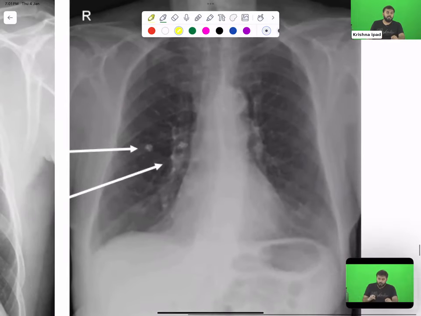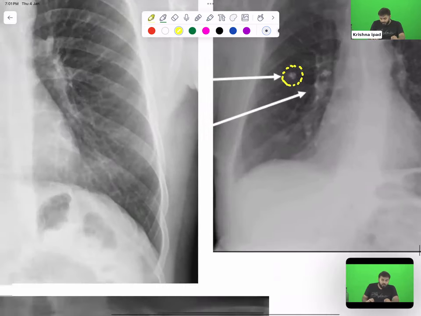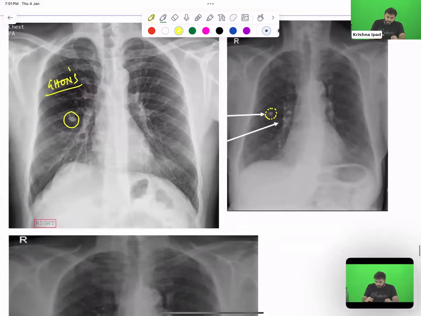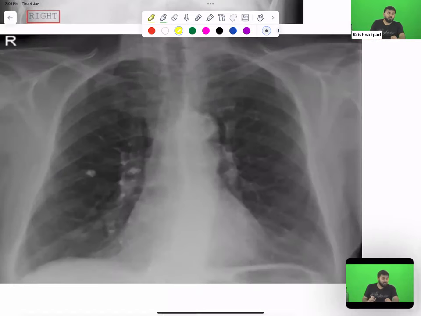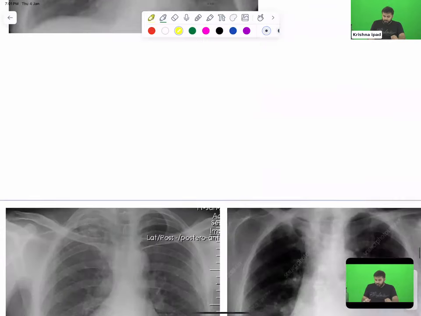Now tell me, what is this again? Here also you can see a small round thing over here. So can I tell this is also Gons? Very good. This is also Gons. Again, tell me, what is this here? Come on, Nidhi. Arbina, come on. Very good. Again Gons. You see another Gons focus.